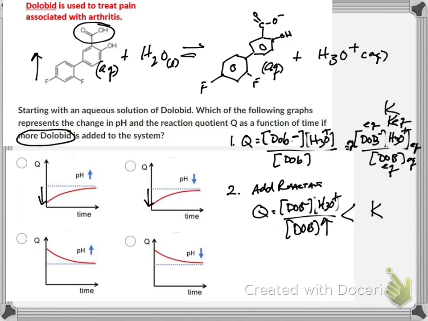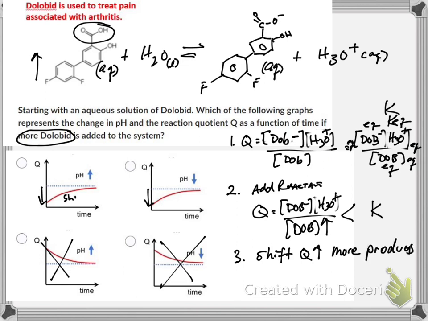So that would give us the top two as possible options. And because Q went down, there has to be a shift to products. You have to make more products to increase Q. And that's what we see in both here, that we have to shift to make more products. And then we reestablish equilibrium.